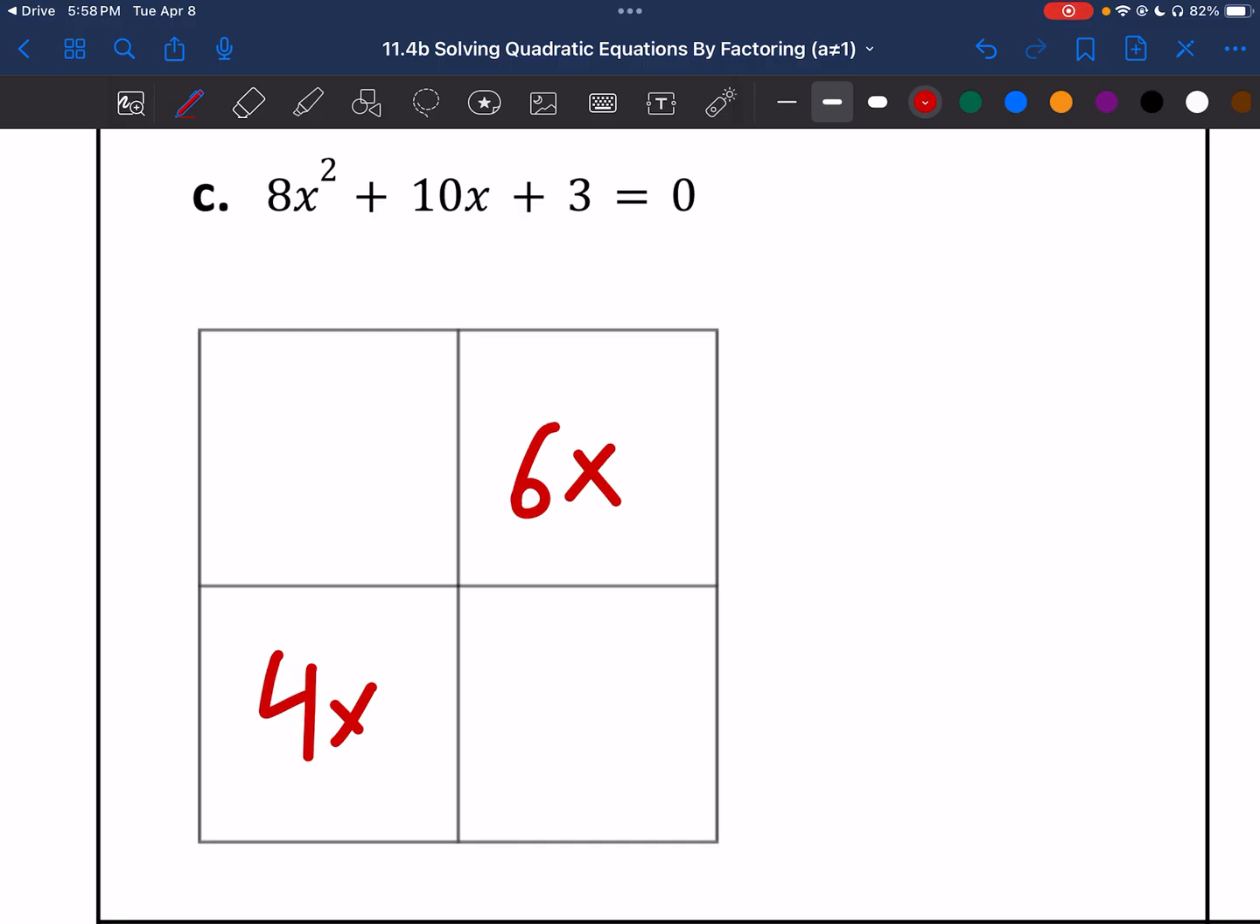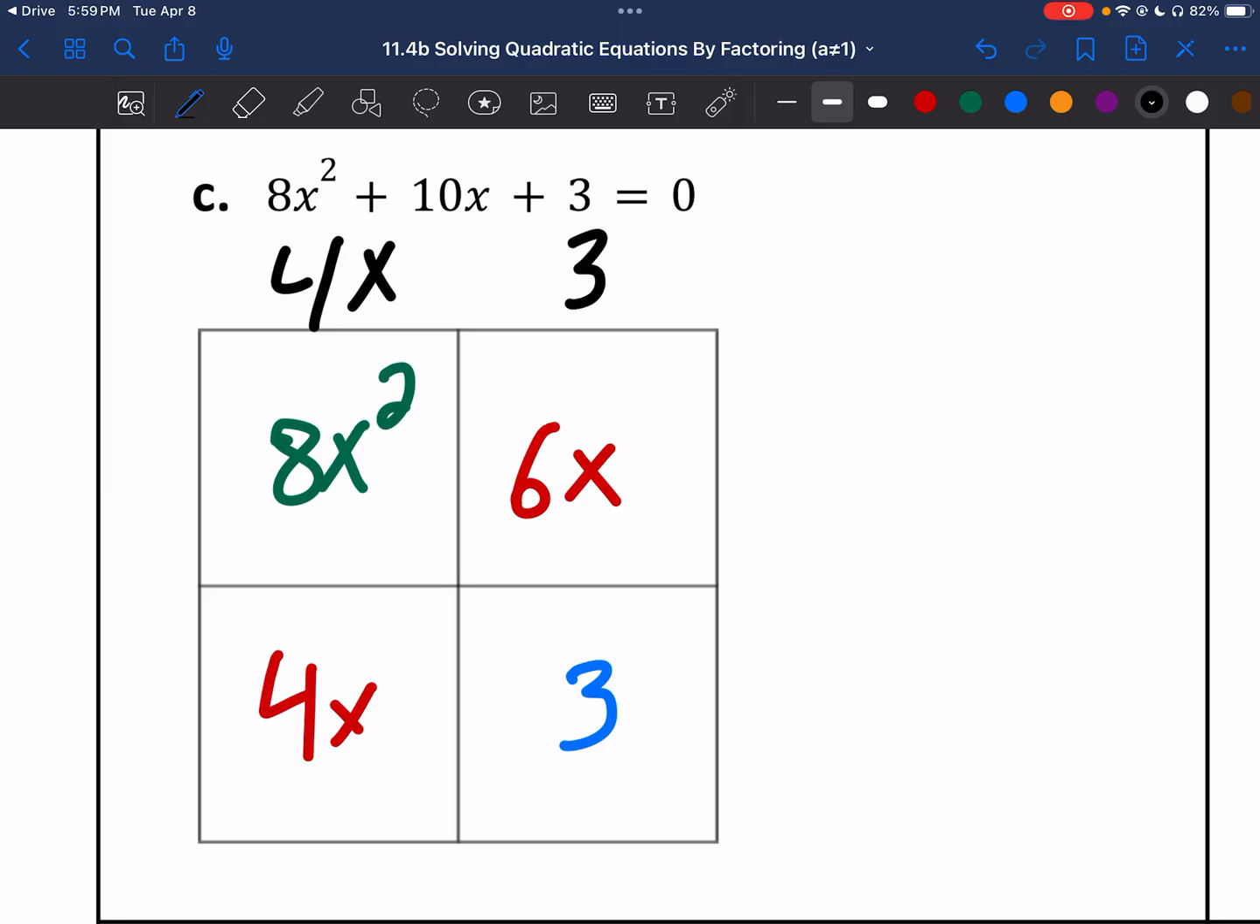So we have 8x squared in our first box. We have 3 in our last box. So if we look at the first column, 8x squared and 4x, common factor is 4x. Second column, 6x and 3, common factor is a 3. 8x squared and 6x, common factor is a 2x. 4x and 3, common factor is a 1.